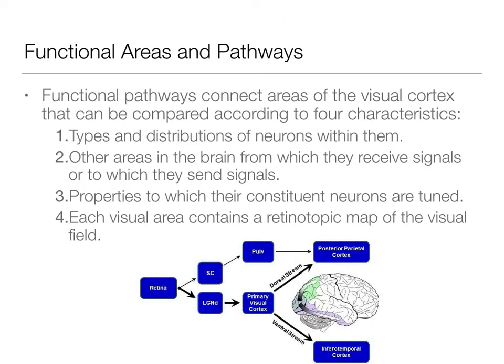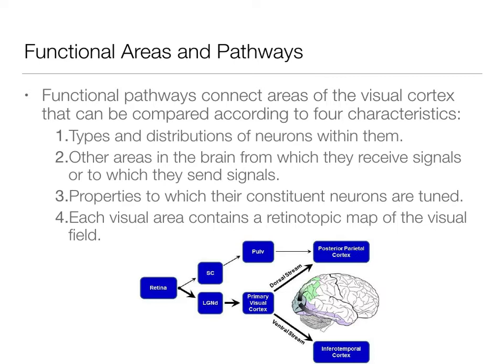Functional pathways, again, are connecting the areas of the visual cortex, and they can be compared according to 4 different characteristics. The first is the kinds and types of neurons and how they're distributed within them, okay? So they're going to be organized a little bit differently, and they're going to have different kinds of neurons in them. This will help us distinguish between different pathways and different functional areas.